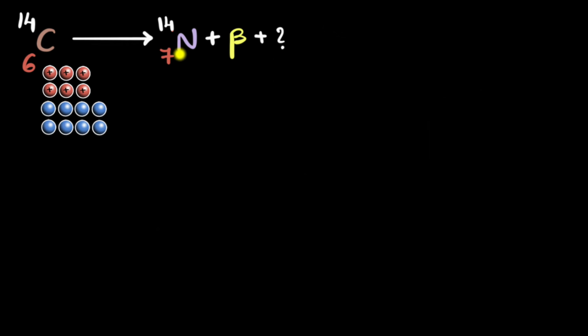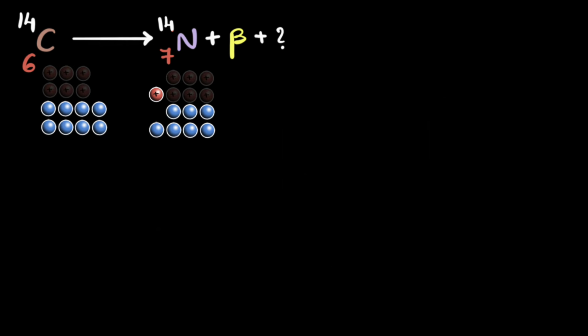Okay, what about nitrogen? Well, it has 7 protons in it. And because the mass number stayed the same, it's still 14, there must be 7 neutrons in it. Now, if you look at the protons carefully, you can see there's 1 extra proton over here. But if you look at the neutrons, there's 1 fewer neutron over here. So, can we guess what might have happened? Well, we can guess that a neutron must have converted into a proton. And guess what? That's exactly what happened over here.